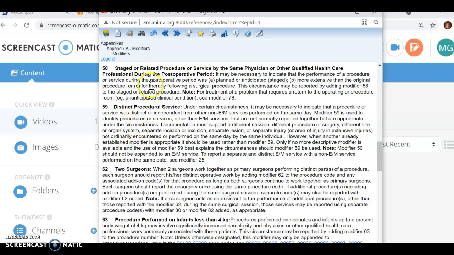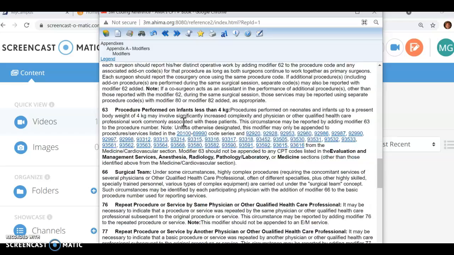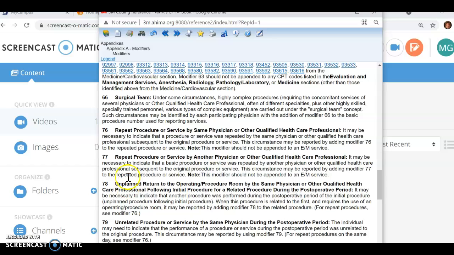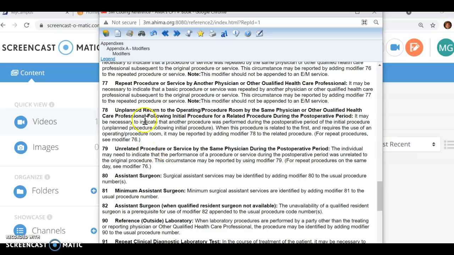So we have staged procedures. You will see this, let's say somebody comes in and has a mastectomy, and they know that they will have to return to the operating room for a staged procedure for maybe reconstruction. So we're going to have a 58. The 59 modifier is probably the most overused modifier that you will see. And sometimes we'll have a repeat procedure. The biggest thing on these, make sure you look, it says procedure, not E&M, okay? We have unrelated procedures, so these are all procedures.